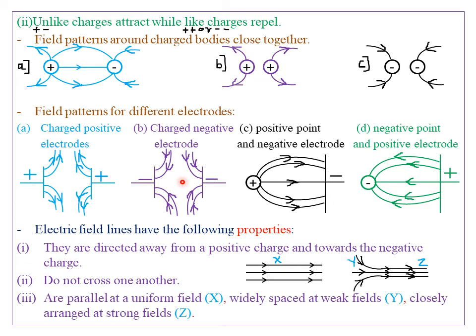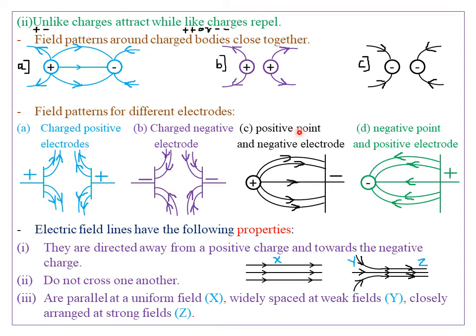Then also the other thing to be keen about, for the negative charges, the fields have to enter. They enter the negative charges, but they originate from the positive charges. You can see for positive charges, the arrows are pointing away from the positive charge, but for negative electrodes, the arrows are pointing towards the negative electrodes.